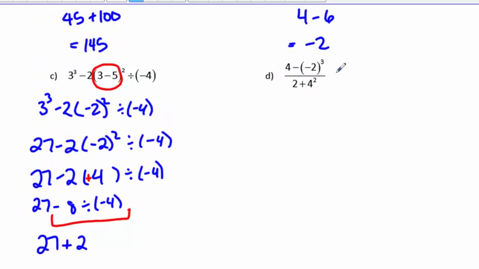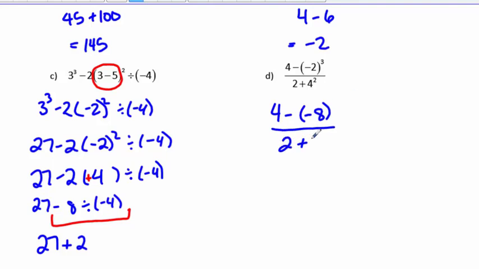Part D. Alright, so we've got no real parentheses to deal with, so we're going to deal with our exponent first. So 4 minus negative 2 cubed. This time there are 3 negatives. 3 negatives will be negative. 2 times 2 is 4 times 2 is 8.